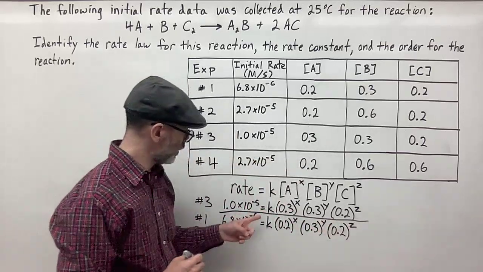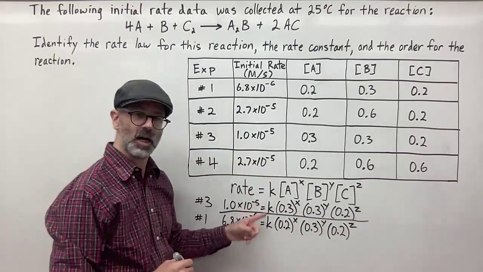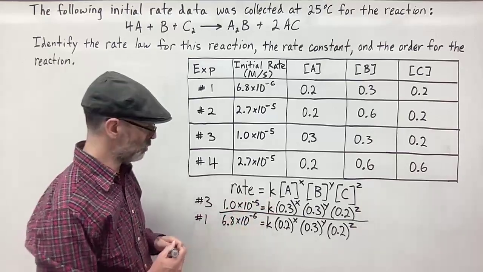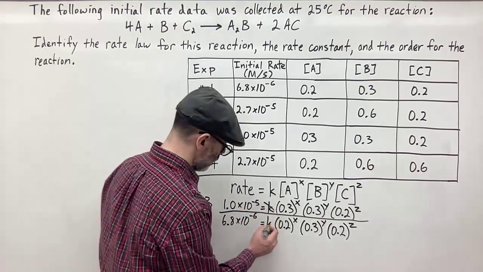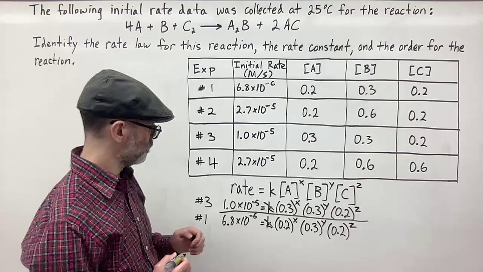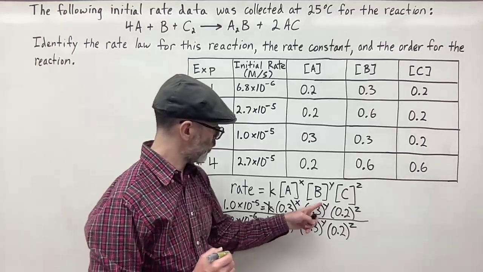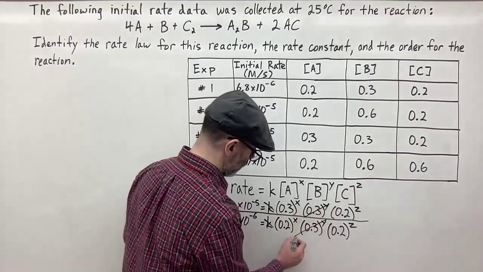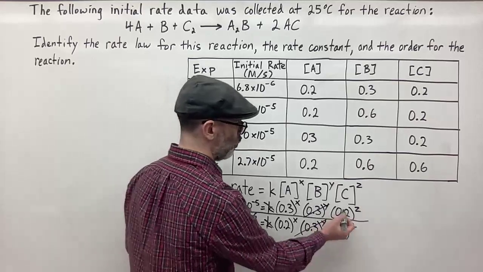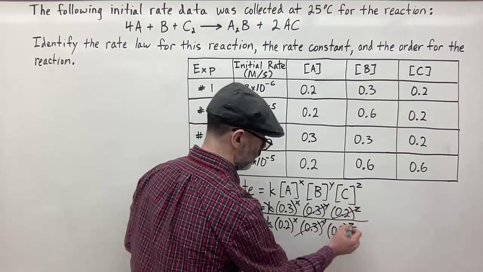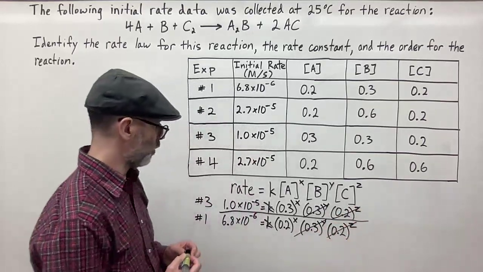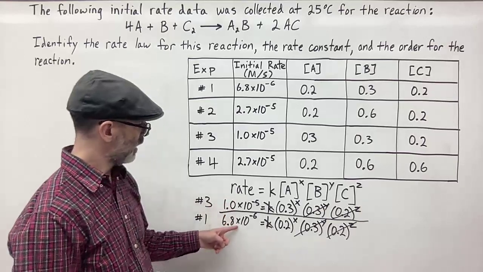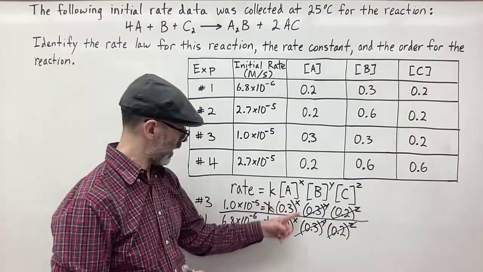And when we divide, you'll notice that the k's are going to cancel out. Anything that's on the top and bottom is going to cancel out. So the k's cancel out, the 0.3 to the y's cancel out, and the 0.2 to the z's cancel out as well. So everything cancels out except for the rates here and the concentrations with x.